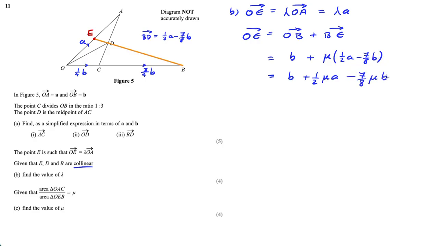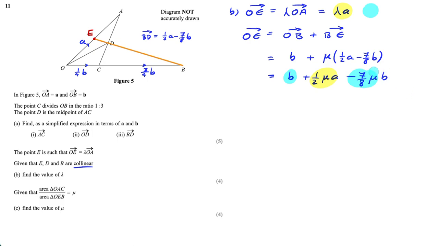Okay, now I have OE in two different ways. Once I get to here, the A's equal the A's and the B's equal the B's. Now there's nothing there for the B, so that's actually good. So let's just do this.